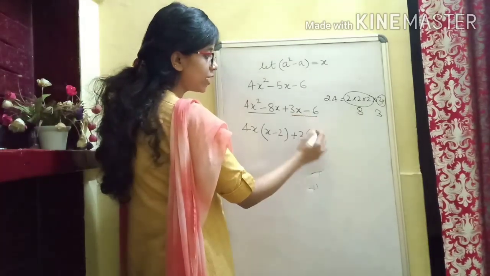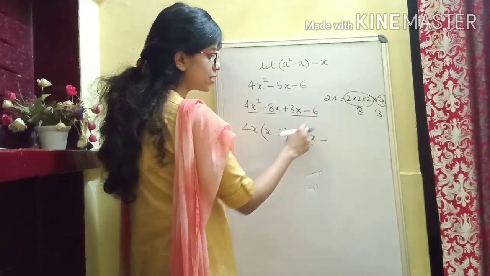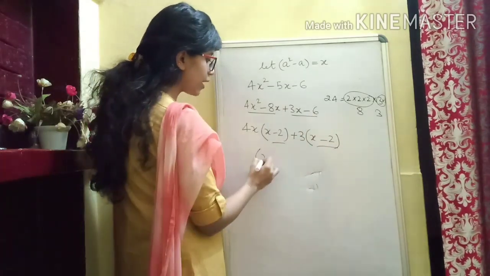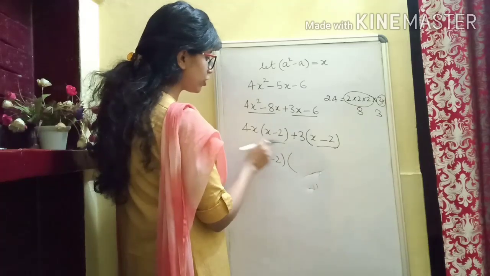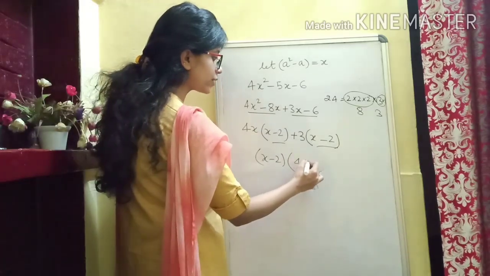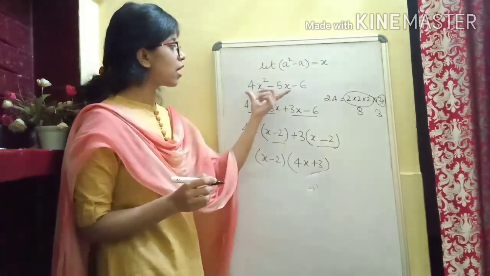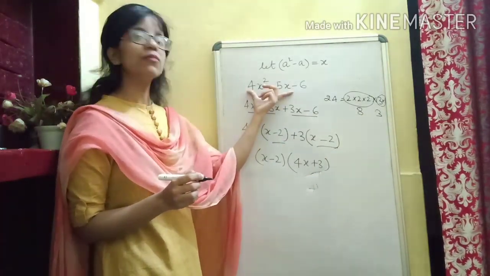Since 3 is common, we have x minus 6. 3 is common, so it will be 2. Now which bracket again is common? x minus 2 again common. What are we getting? 4x plus 3, isn't it? So that's how we have factorized our trinomial in terms of x.